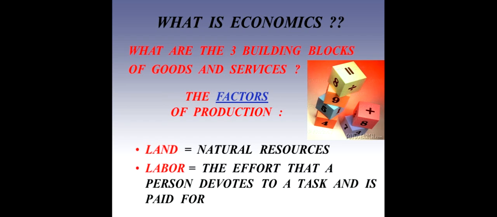Used in another sentence, weather was a factor in the outcome of the game, a variable in the outcome of the game. The factors of production, there are three, and we like to call them the following. There's land, which represents natural resources. A few moments ago I talked about oil and trees. Water would be included in this. Any natural resource we classify generally as land. There's labor, the second factor of production, the effort that a person devotes to a task and is paid for.